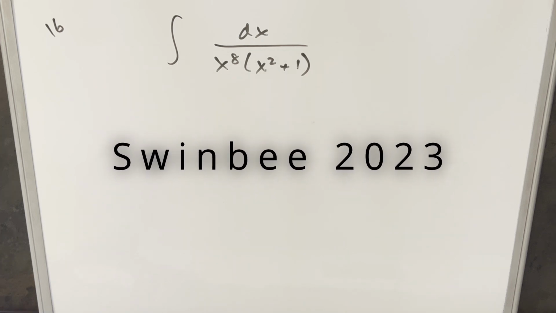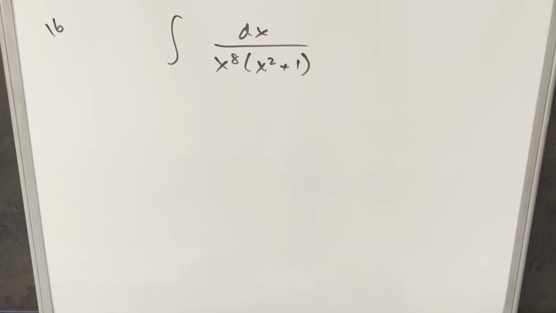Okay, we were taking another integral. This one's from the SwinBee 2023, problem 16. We have the integral of 1 over x to the 8th times x squared plus 1 dx.